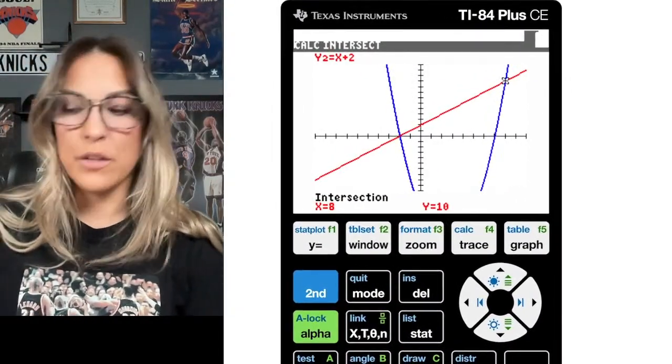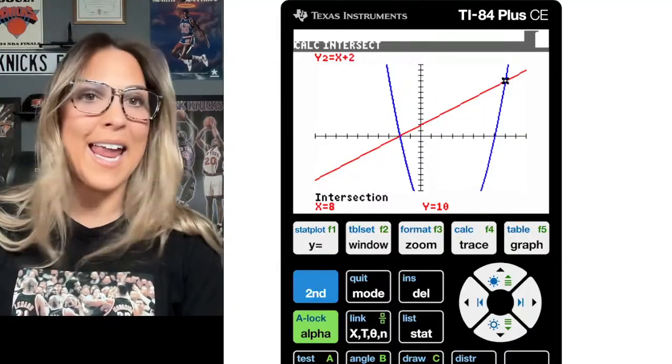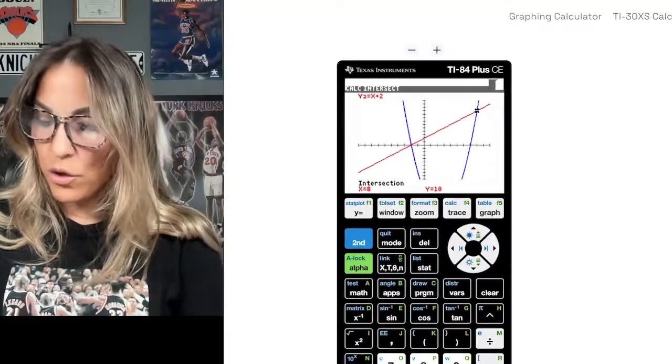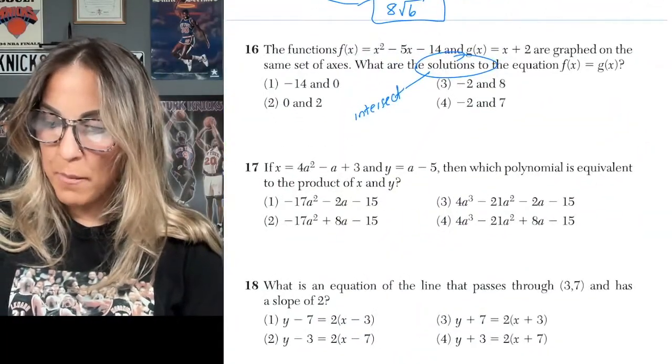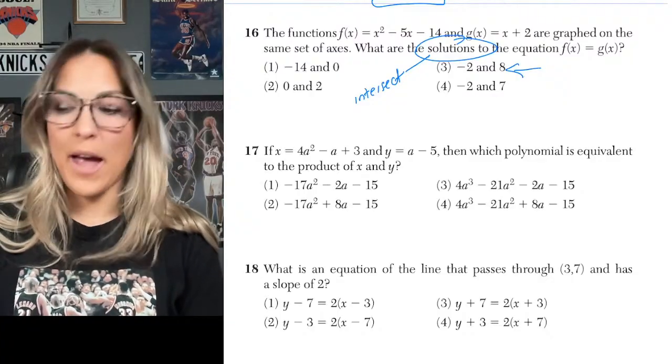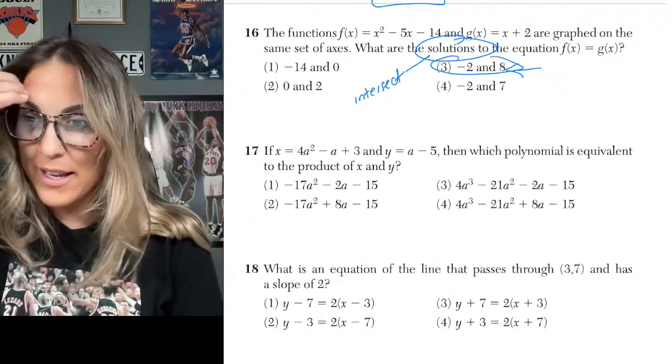If you look at the bottom left, it's telling us that it's intersecting at 8, 10. Again, I'm only looking for the x values. So if I go back to my answer choices, I see that those two values are right here, -2 and 8. So number 3 is going to be the answer.